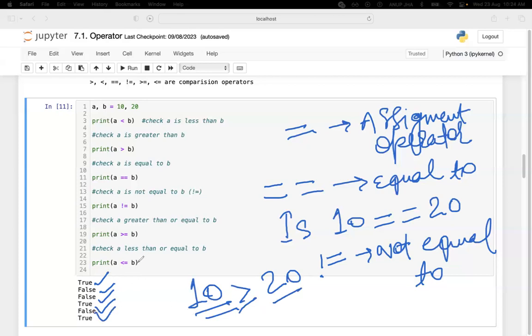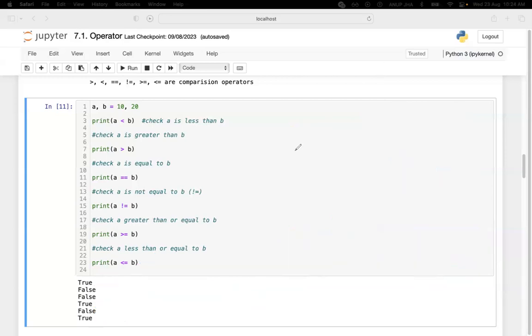At the end, this is asking, is 10 less than or equal to 20? Yes, 10 is less than or equal to 20. That's why I'm getting true here. Hope you understand this. Now let's move to the next thing.